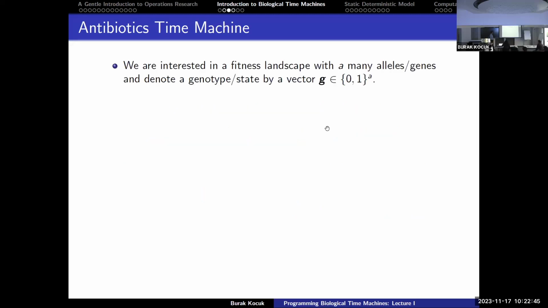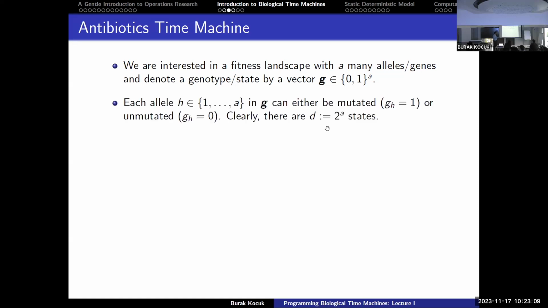So here is a more mathematical description of the problem. Suppose that I have these genotypes or states in the Markov chain window, and I will denote each by a string of size A, because I have A many alleles or genes. This string has A characters, and each character can be either 1, meaning that allele is mutated, or 0 if unmutated.